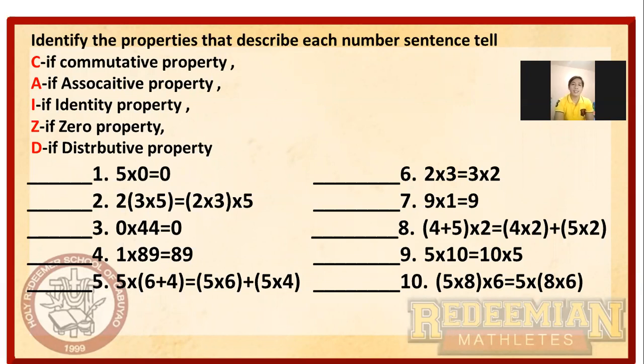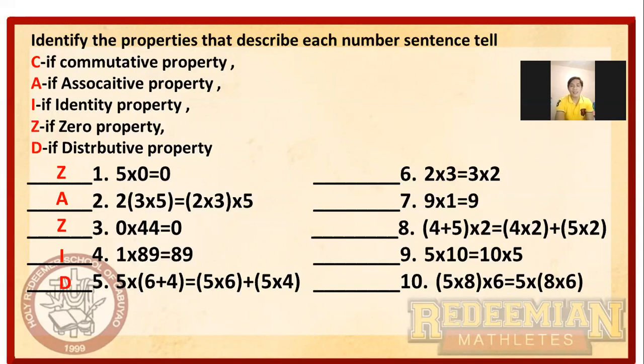Okay, let us check your answers. Number 1, 5 times 0. The given is multiplied by 0. So the answer is Z, zero property. Number 2, grouping symbols, one operation. So that is associative. Number 3, multiplied by 0 again. That is zero property. Number 4, it is multiplied by 1. So that is identity.